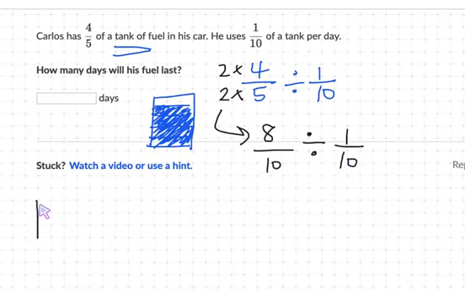I can draw 8/10 because that's the dividend, that's the number we draw. I'm going to draw 9 lines.